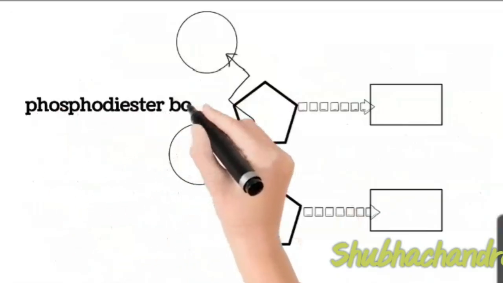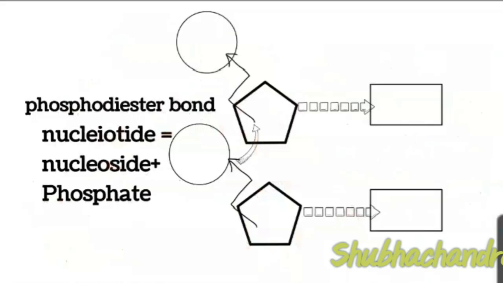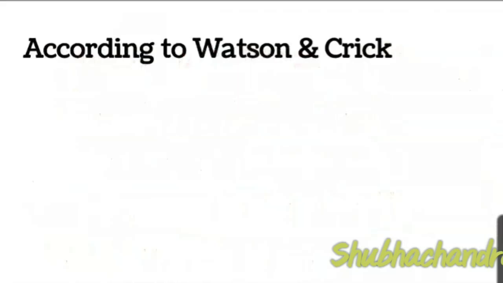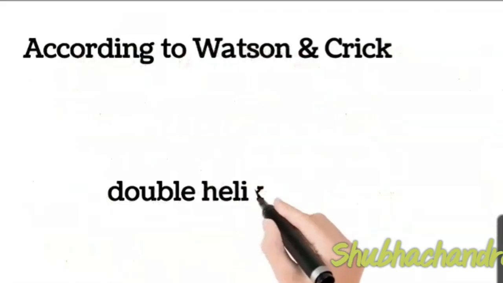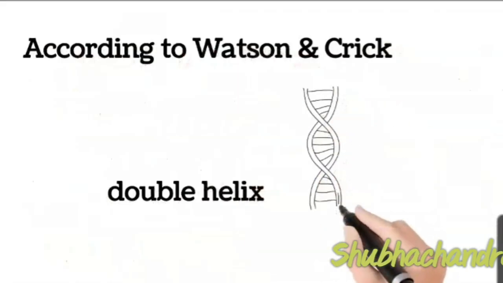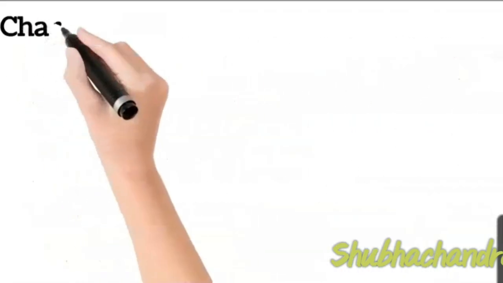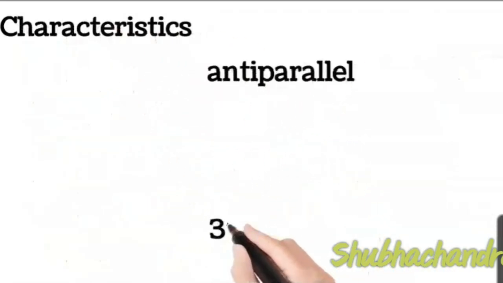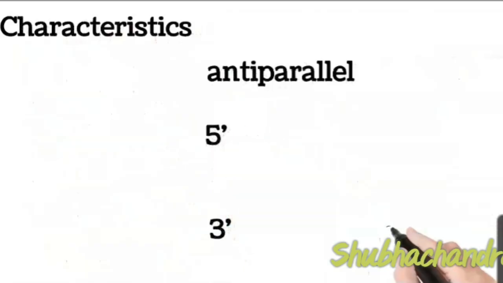So the ladders are produced, two ladders are produced with the help of phosphodiester bonds, like this. And the strands are produced. According to the Watson and Crick model, the DNA strands are a double helix, that is, two strands coil around each other. Another characteristic is that these two strands are anti-parallel to each other, with 3' to 5' orientation.